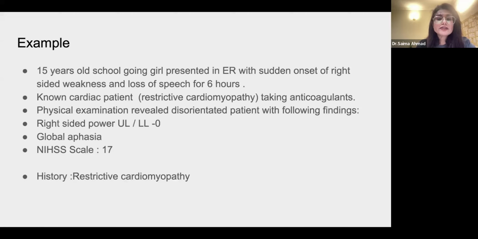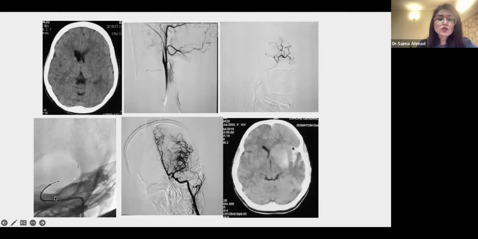So my next example, this is also from my own hospital. A 15-year-old schoolgirl presented in the ER with a sudden onset of right-sided weakness and loss of speech for 6 hours. She is a known cardiac patient with restrictive cardiomyopathy and already taking anticoagulants. So the NIHSS scale was 17. So this was the CT, and the ASPECTS was 10.